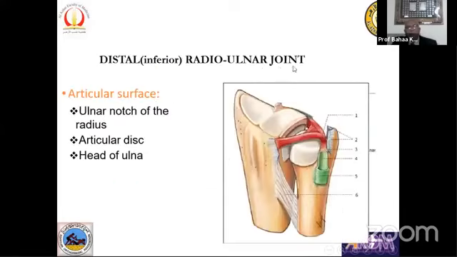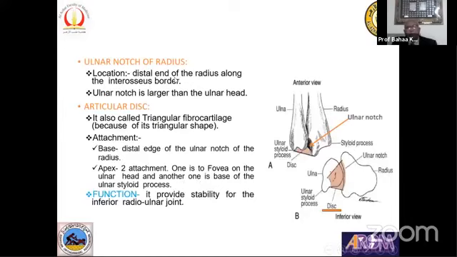This is the distal radioulnar joint, attached to the ulnar notch of the radius. This is the ulnar notch, the articular disc, and the head of the ulna. The ulnar notch of the radius is located at the distal end of the radius along the interosseous border. The articular disc is very important. It is called the triangular fibrocartilage because of its triangular shape, and its function is to provide stability for the inferior radioulnar joint.